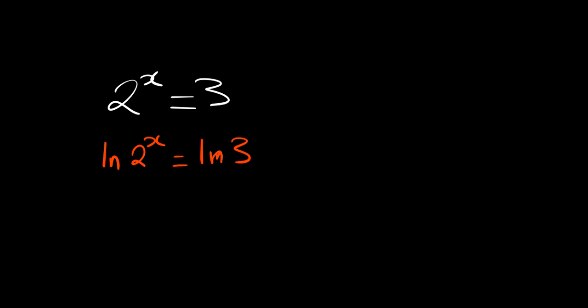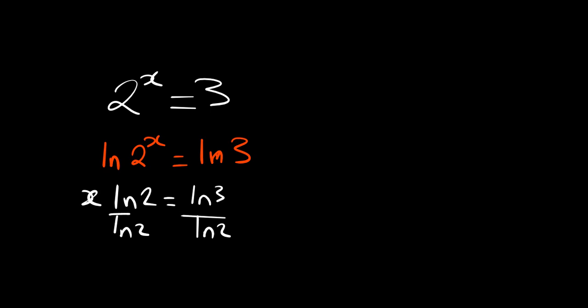Then what do you remember for our logs? Because this is the power, it's going to drop. Okay, and when it drops, what am I going to have? I'm going to have x natural log of 2 is equal to natural log of 3. And because we're finding x, I'm going to divide by natural log of 2 on both sides. Therefore the value of x will just be natural log of 3 over natural log of 2. So that's how you're going to solve in case you can't make the bases the same.